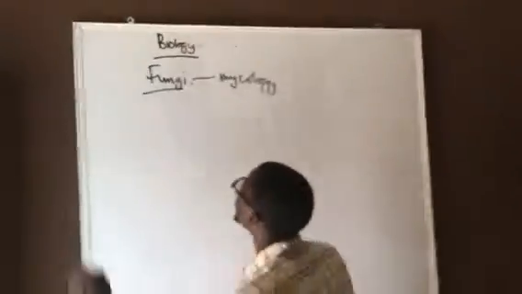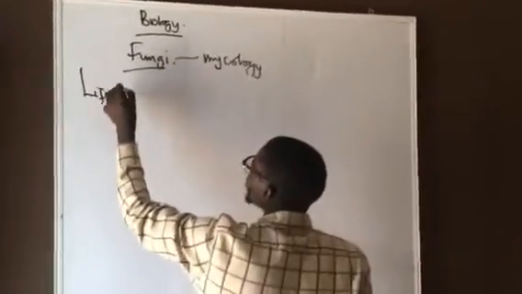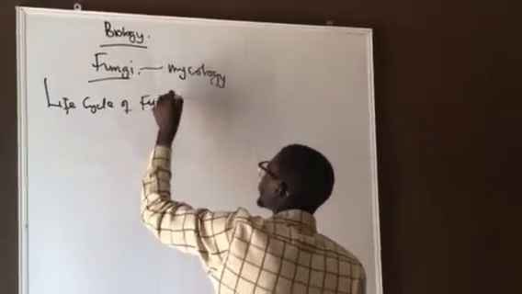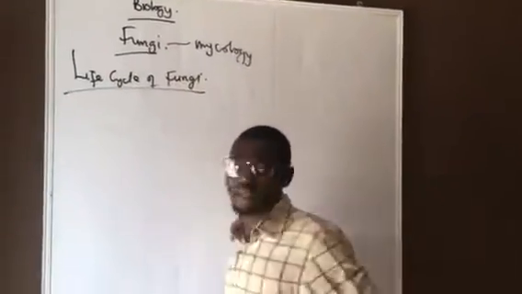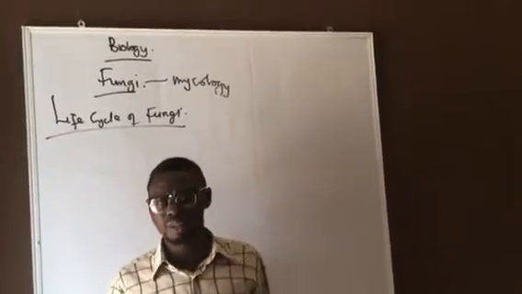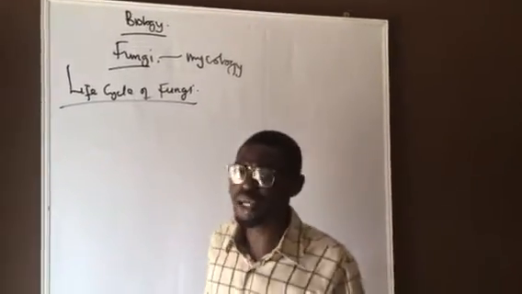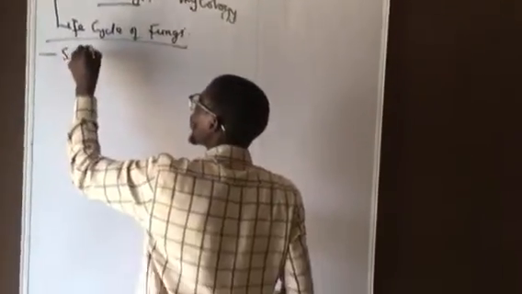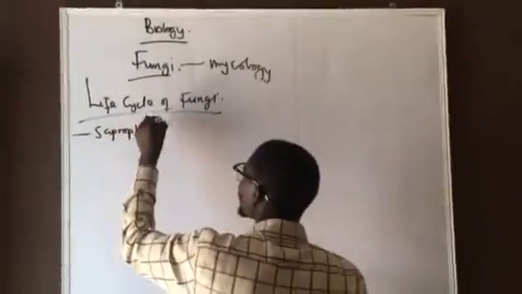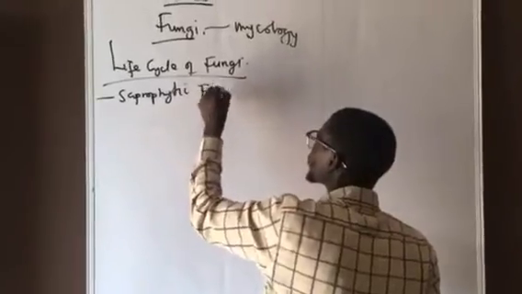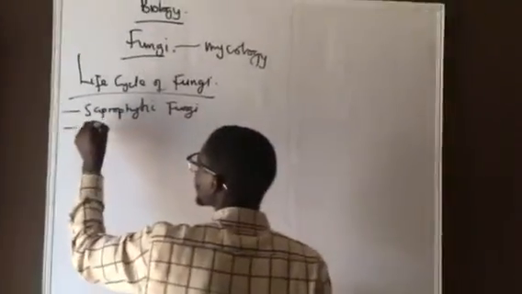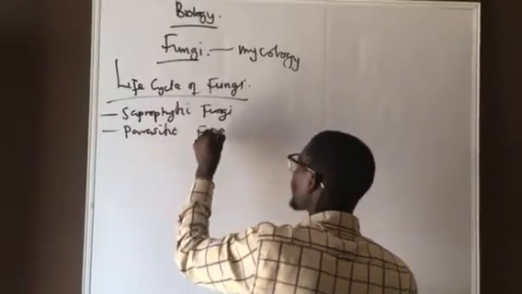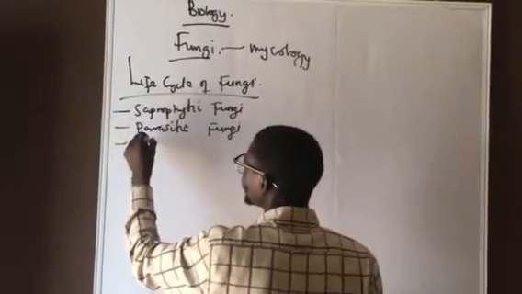So let's continue from the life cycle of fungi. When we talk about fungi, there are three categories based on their nutrition. We have the saprophytic fungi, we have the parasitic fungi, and we have the mutualistic fungi.